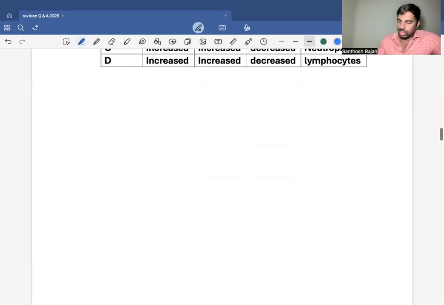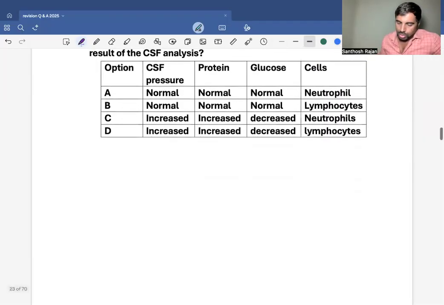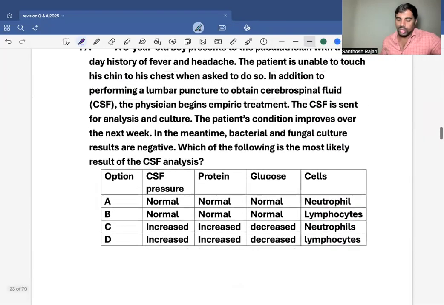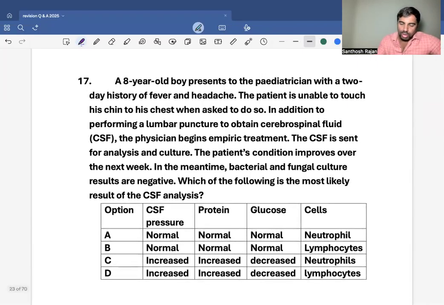We can write it also, nothing wrong in it. So you know the most important things, it's already given here. Look at this: an 8-year-old boy presents to the pediatrician with a history of fever and headache. The patient is unable to touch his chin. That is typical meningitis, right? A lumbar puncture was done and CSF has been sent, before beginning empiric treatment, for analysis and culture. This is important. The patient's condition improves over the next week.